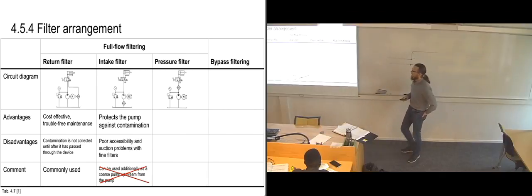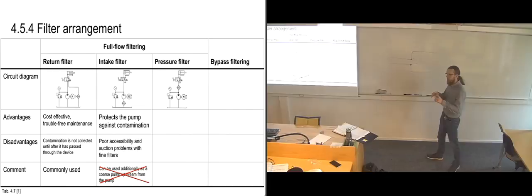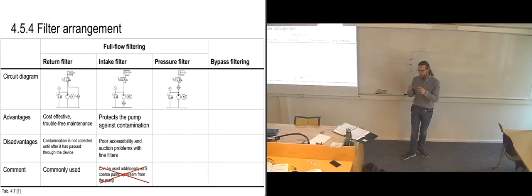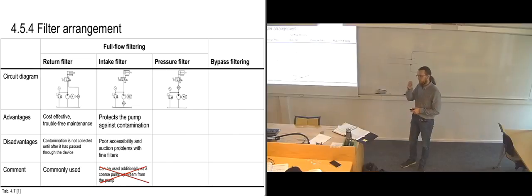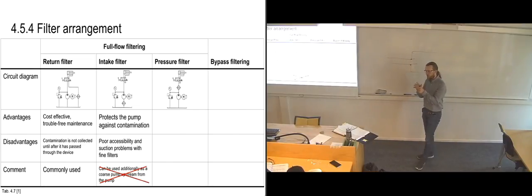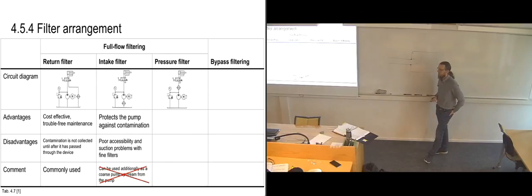For an example, if you're running very fine hydraulics for machinery, so you're using hydraulic components that are very small, then of course you can't use the same gaps between the movable components in a very small part as you can in a large cylinder, for example. So you have to have smaller contamination particles, because there are more chances of them being stuck.